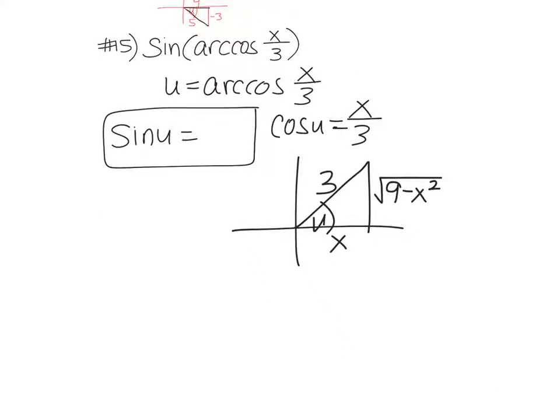Okay, so that's using Pythagorean theorem. And then now let's evaluate the sine of U. The sine of U is opposite, so rad 9 minus x squared over hypotenuse. That would be your answer. You do not need to rationalize. If that was switched and I was asking you for the cosecant and you got the radical on the bottom, you don't need to rationalize that.